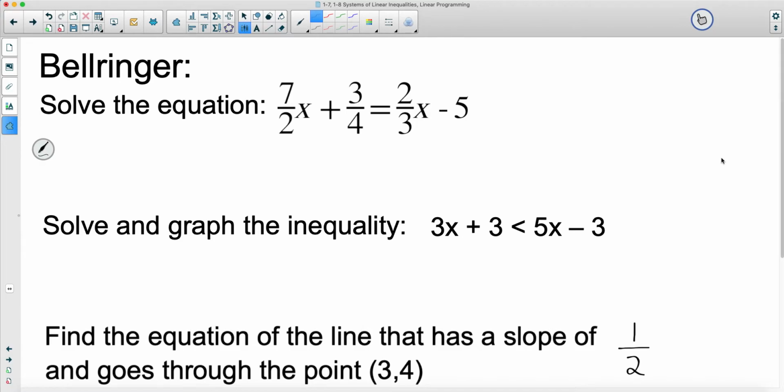Here are your bell ringers for the day, so please have the substitute pause the video and you can work through these problems.